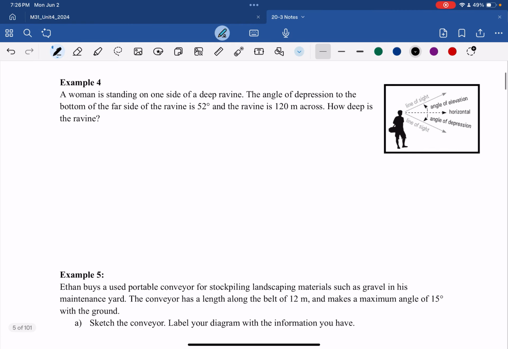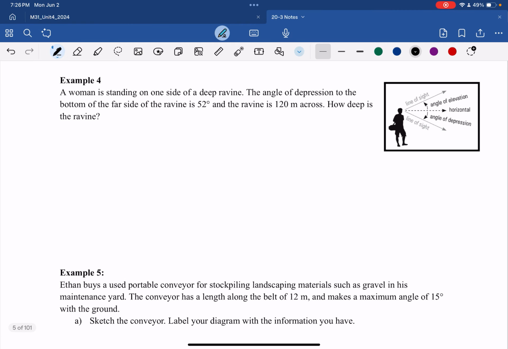Okay, let's continue. So a woman is standing on one side of a deep ravine. The angle of depression to the bottom of the far side of the ravine is 52 degrees, and the ravine is 120 meters across. How deep is the ravine? So I've included this graphic here. Angle of depression means that we're going from a horizontal and it's the horizontal down. Angle of elevation is like if you're looking up, angle of depression is going down.